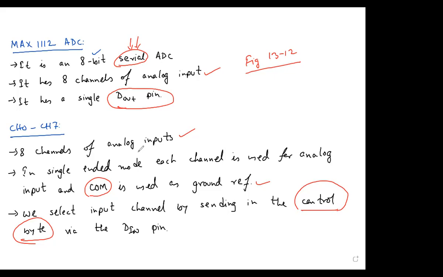Since this is a serial ADC, to read the data you need to read it serially, and the output is also provided serially. As I said, we will discuss the control byte in detail, because this control byte will specify which channel you are going to select. So just keep on going, you will see all these things.